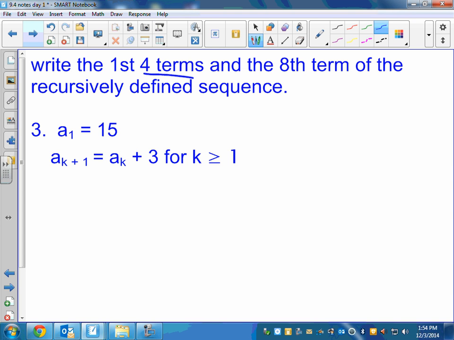If they want us to write the first 4 terms, do you agree they already gave us the first term? We only had to find 3 of them, because the first term is just 15. But to find the second term, this is where you have to get past the feeling like this is the crazy formula. If I plug 1 in for K, that would give me the second term, and all that's saying is A1 plus 3. You take the 1 that they gave you and add 3 to it, which would be 18.